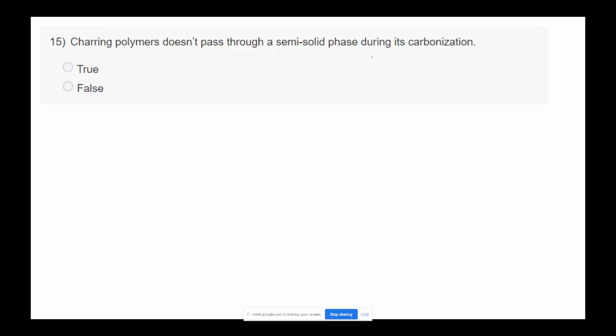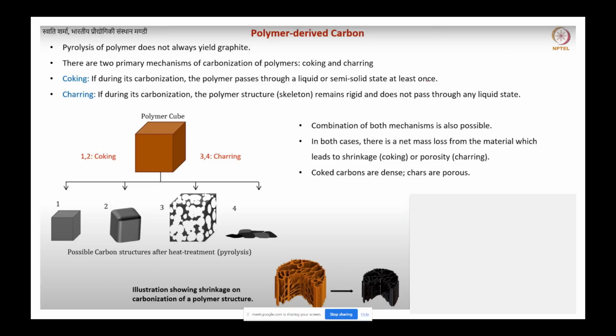Now, the carrying polymer doesn't pass through a semi-solid phase during its carbonization. As I explained in this slide, only in coking will you pass through a liquid or semi-solid state at least once, but here it does not pass through any liquid state. That's why here you will get a porous kind of structure, because it is not passing through that, and here you will get a rigid or a more dense kind of structure.